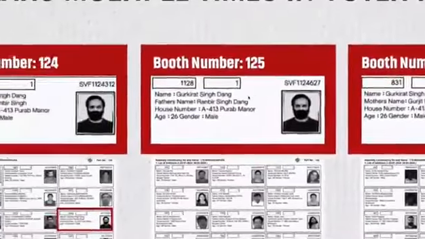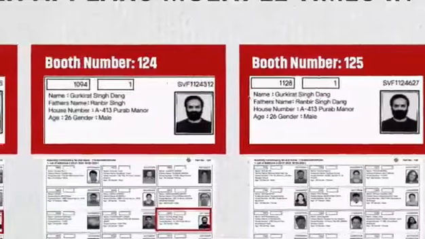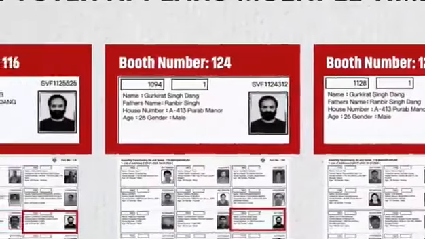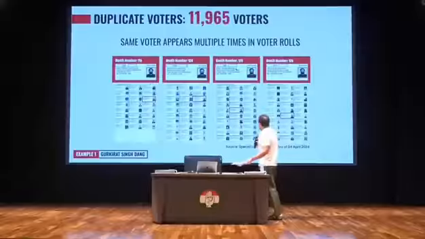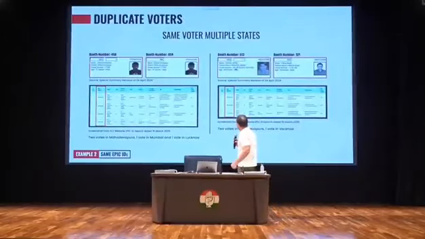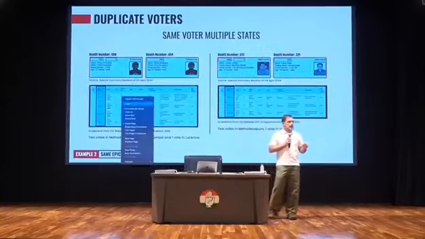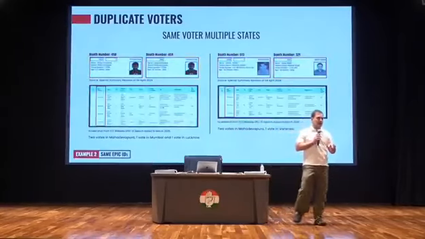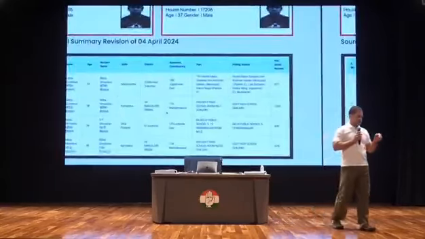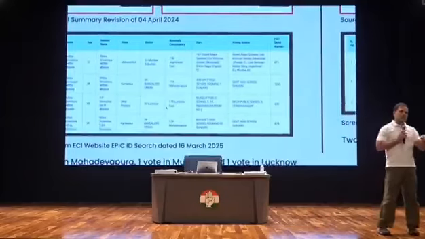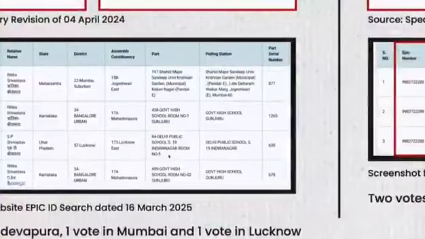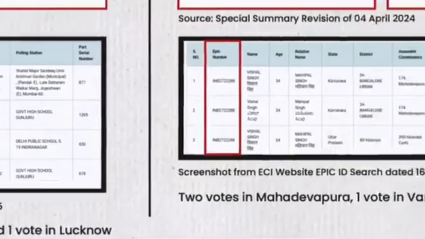And this is not just one person, this is thousands of people in one assembly. Second example, same voter voting in multiple polling booths in Karnataka in the assembly, and also voting in Uttar Pradesh, voting in Lucknow, voting in Varanasi. Zoom in, no, show the name.